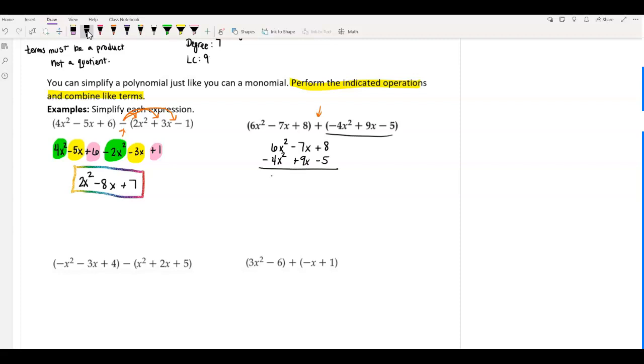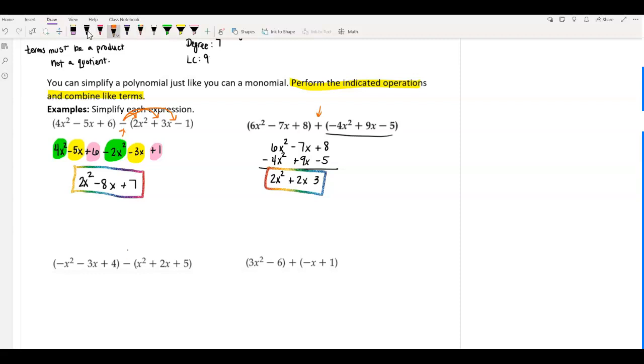So 6 minus 4 gets us 2x squared. Negative 7x plus 9x gets us 2x. Then 8 minus 5 gets us 3. See how nice that was? I like it when it's nice and easy like that. All right, let's go to the next example.